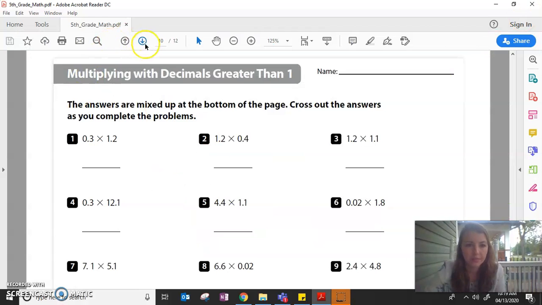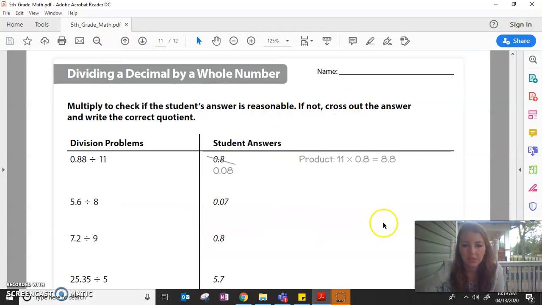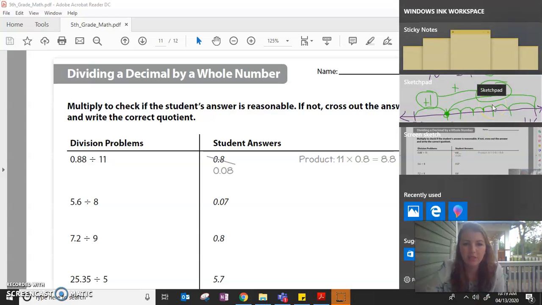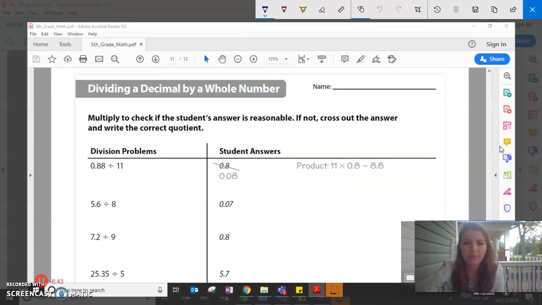Okay, move on to the next page. The directions on this page say, multiply to check if the student's answer is reasonable. If not, cross out the answer and write the correct quotient. And we are dividing decimals by whole numbers. So on the left, they have the division problems. And on the right, they have the student answers.